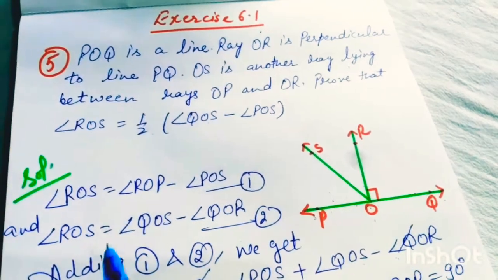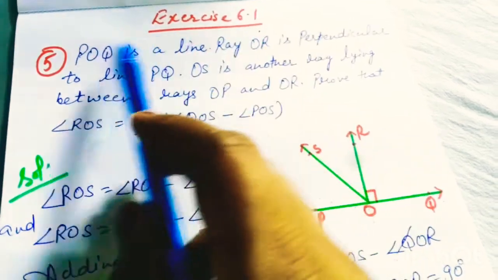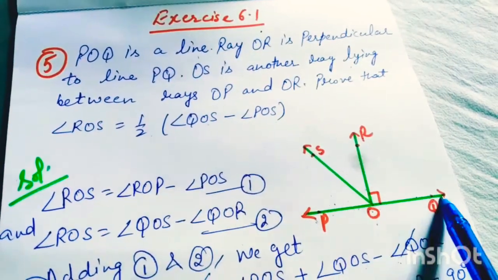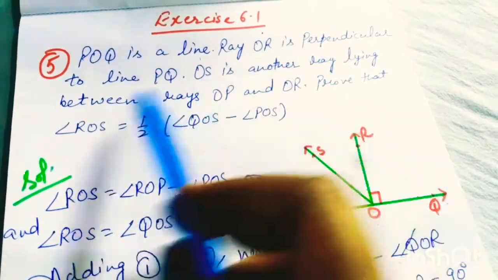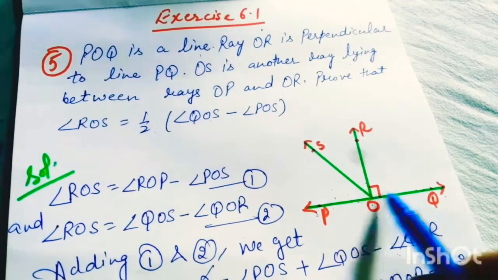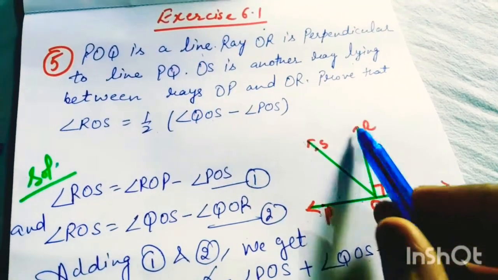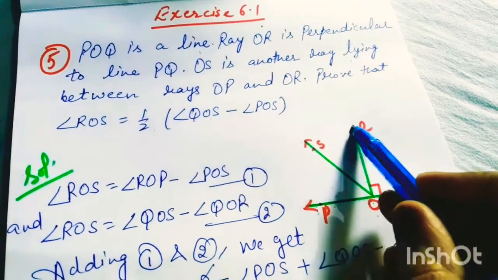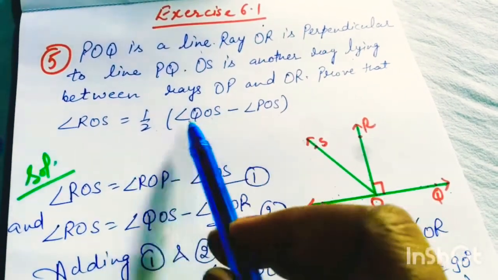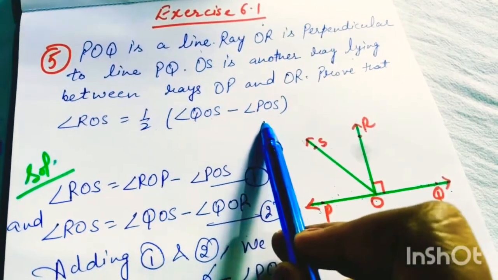Hello students, question number 5 of exercise 6.1, class 9th maths. POQ is a line, and ray OR is perpendicular to line PQ. OS is another ray lying between OP and OR. Then prove that angle ROS equals half of (angle QOS minus angle POS). This is what we have to prove.